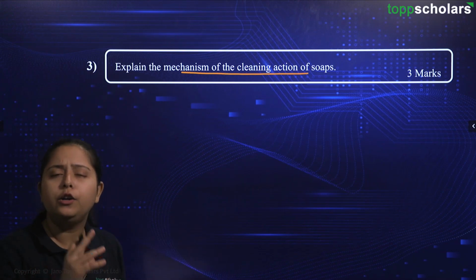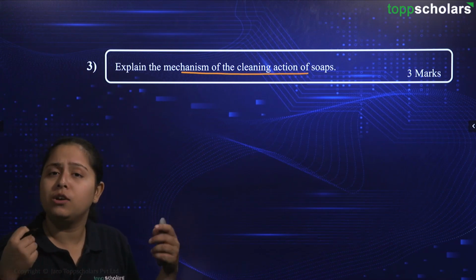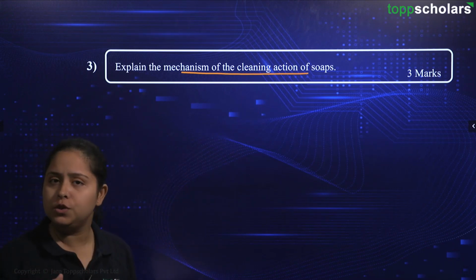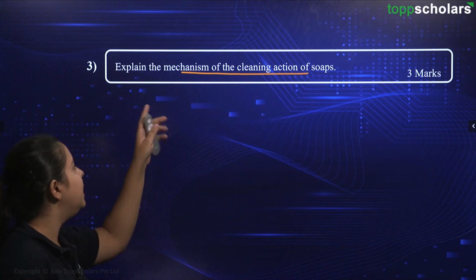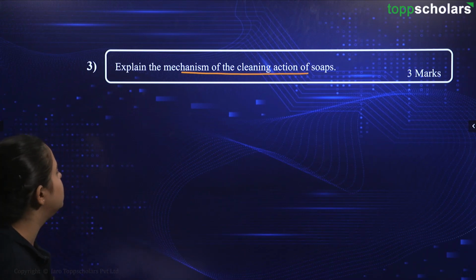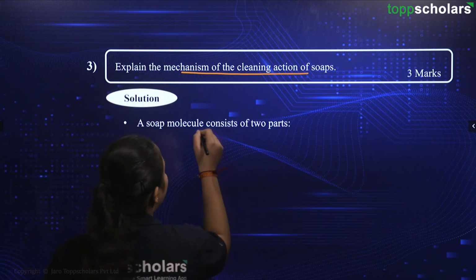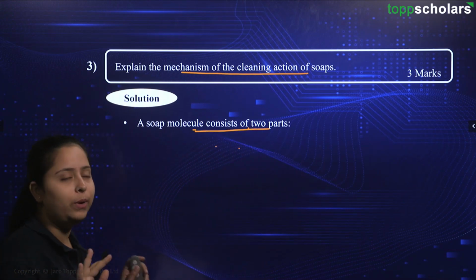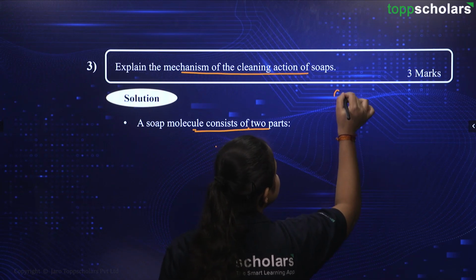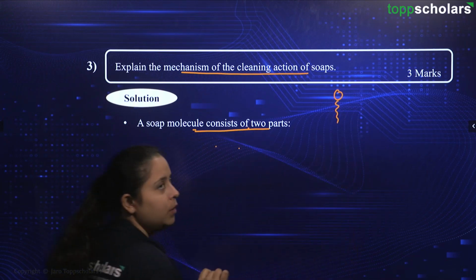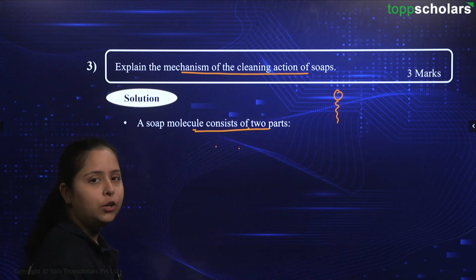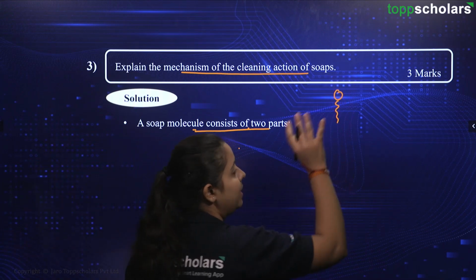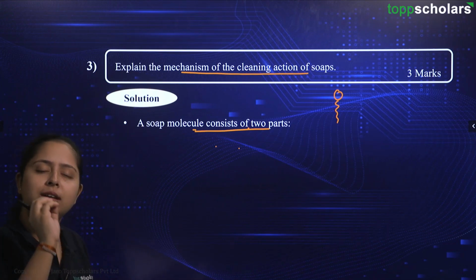Alright. The dirt or oily things that are present on our clothes, on our body, will be removed when we have the rubbing action of soaps. So how is that happening? That is asked in this question. Let us go for the solution part. Over here, a soap molecule consists of 2 parts. That is for sure, you should be knowing that. If I draw this molecule here like this, this is a soap molecule. There are 2 parts in it. First part is head and another part is tail. Please remember this much at least.